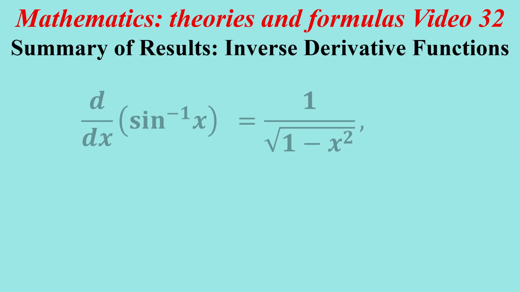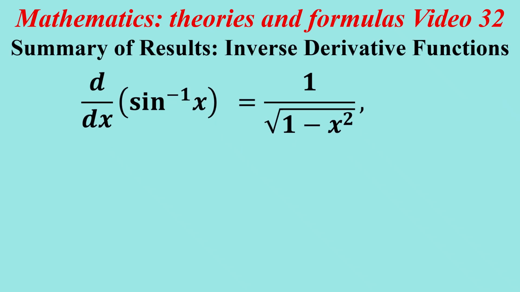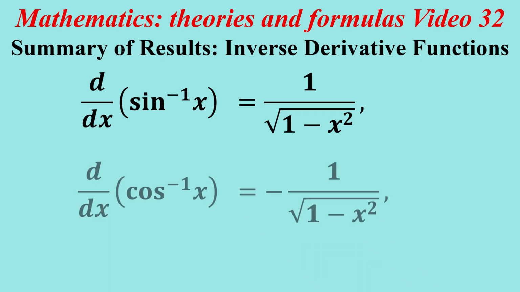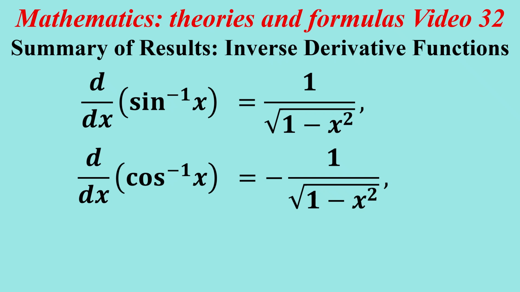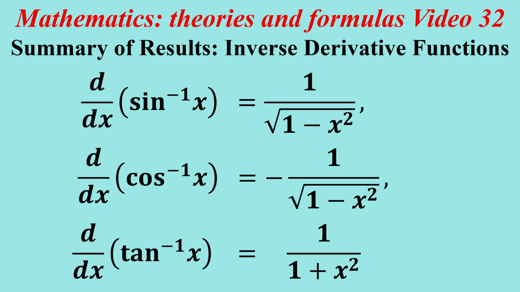We can summarize the inverse trigonometric derivatives as: d dx of sine inverse x equals 1 by root under 1 minus x square. D dx of cos inverse x equals negative 1 by root under 1 minus x square. And d dx of tan inverse x equals 1 by 1 plus x square.